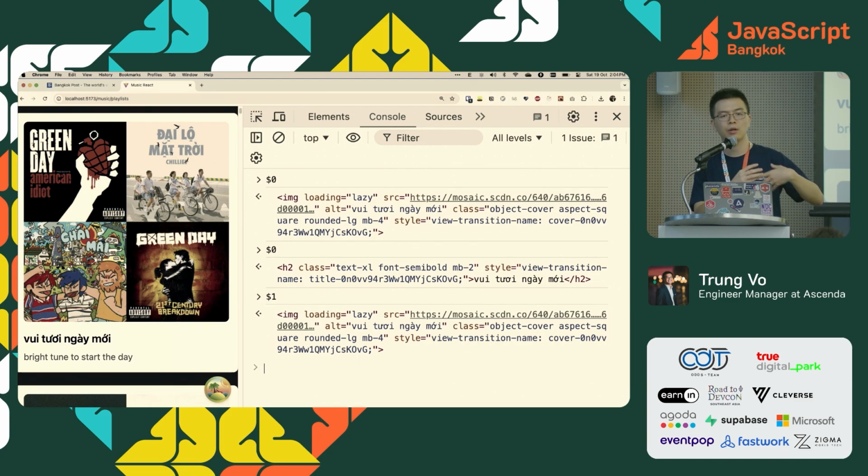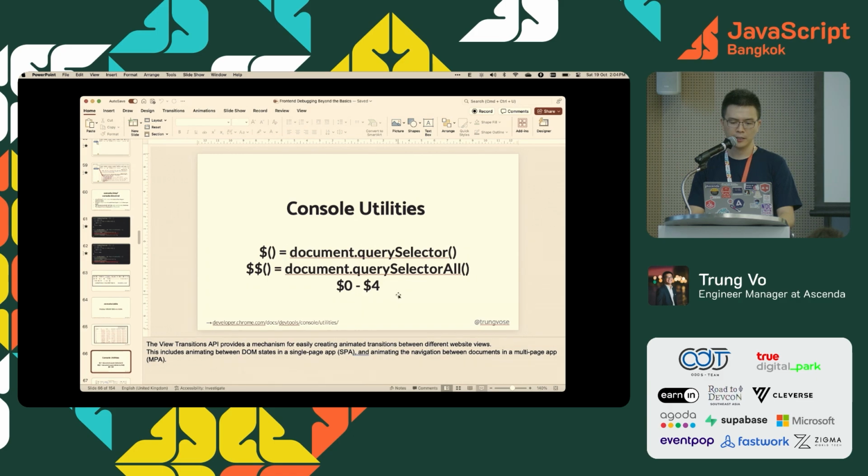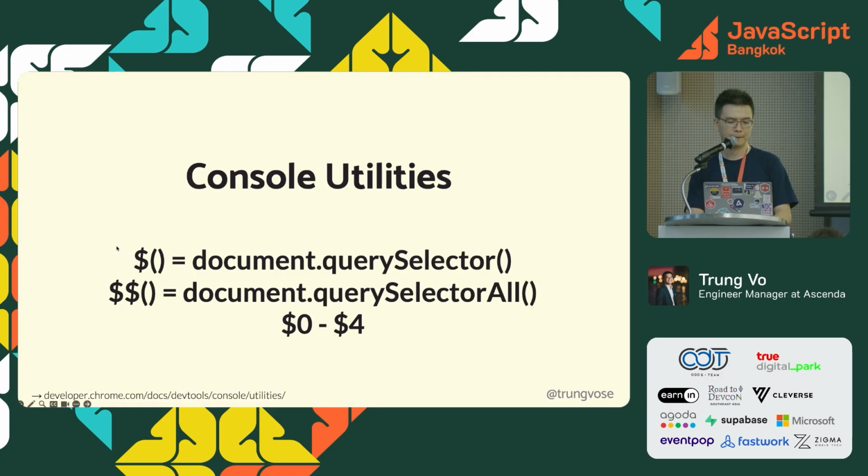So you can do it up to like 4 times, right? The previous ones. But usually you just use the current one. I think that's the easiest. So that's the utility. And then we've got this $ sign.